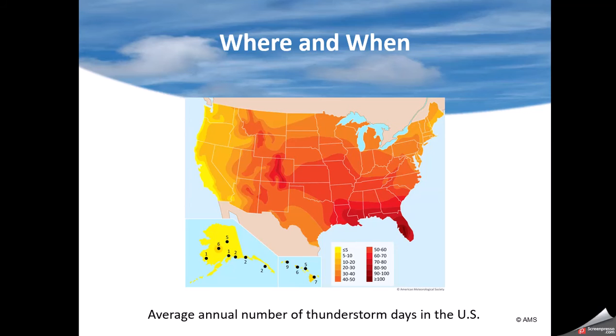And here you can see the map of the most thunderstorms. Florida has the most. However, you get a decent amount up in Ohio, lesser amounts in New England, and not too much out in California, but there are some.